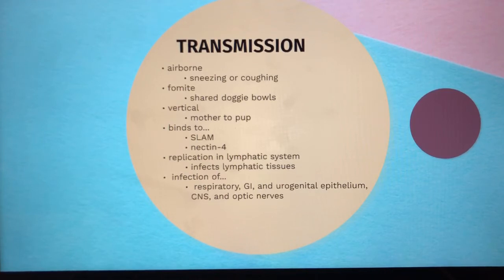And then a little more about the pathology is that the virus binds to the SLAM and Nectin-4 receptors in your respiratory tract. So once it gets in, there's replication in the lymphatic system, eventually infecting all of the lymphatic tissues. And then following that, there is an infection of the respiratory tract, the GI tract and urogenital epithelium, the central nervous system, and the optic nerves.